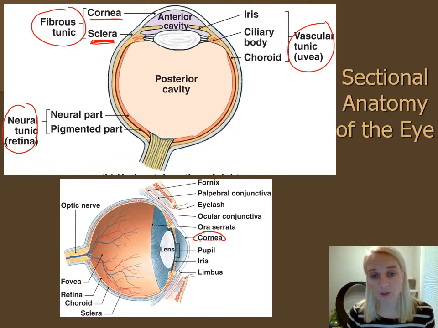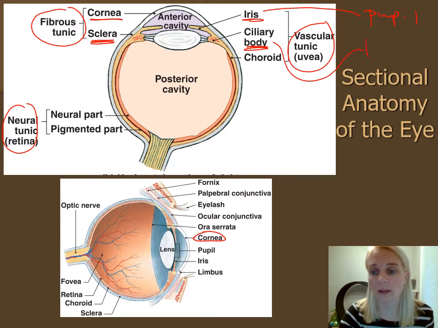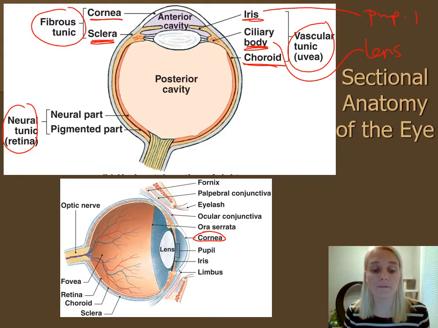The vascular tunic has three major components to it. We have the iris, which is the colored part of your eye that changes the shape of the pupil, which was the hole. We have what's called the ciliary body, which is a collection of smooth muscles, which changes the shape of the lens. So we can think iris is pupil and ciliary body is lens. Not that that's what they are, but that's what they regulate. So they're both smooth muscles. The iris is a smooth muscle that regulates the pupil size. Ciliary body is smooth muscle that regulates the lens shape. And then the choroid is a layer of vascular tissue, very, very rich in blood vessels.